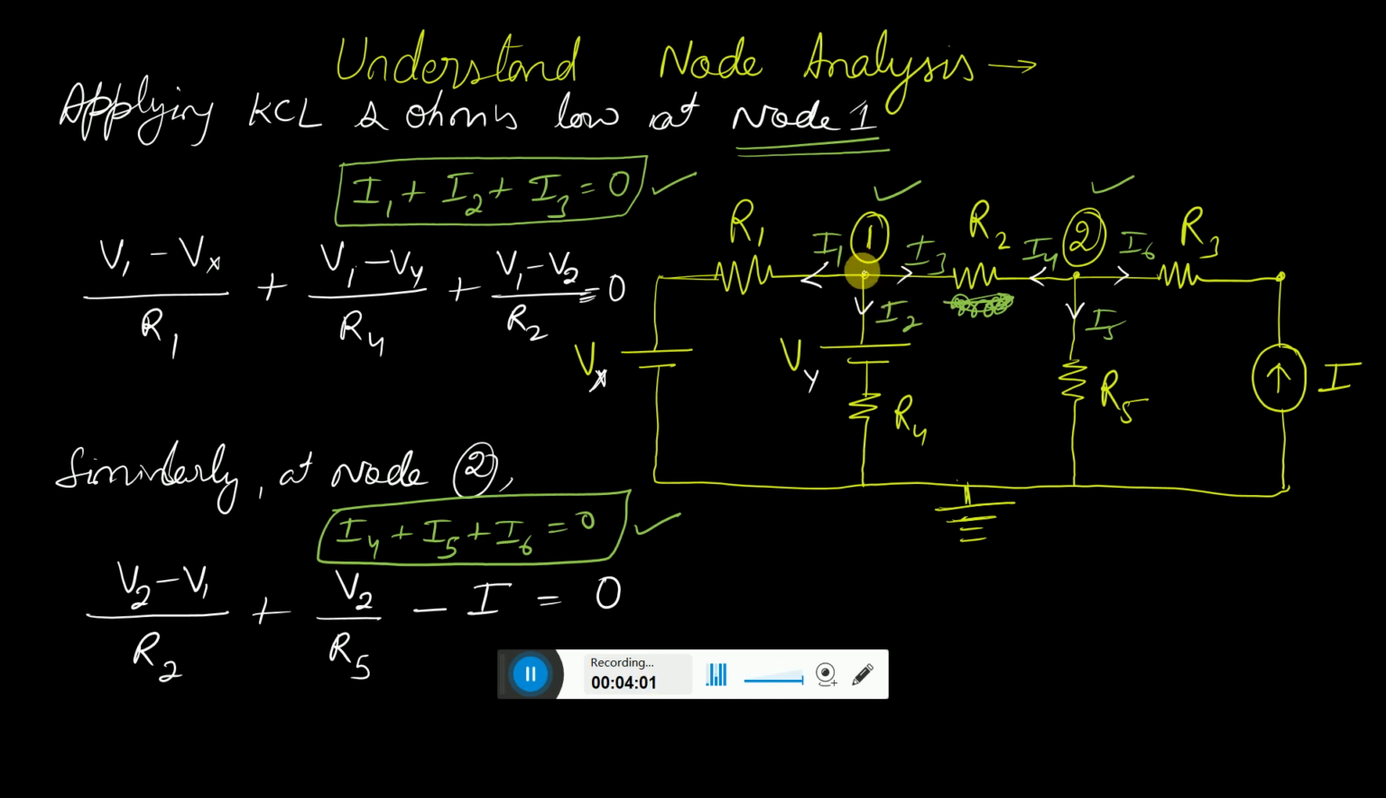So what is I1? It is V1 minus Vx minus V reference. V reference is already at 0 potential, so we need not subtract 0 again. So instead of writing the minus 0 again, we write V1 minus Vx divided by R1. That is correct. Again we write V1 minus Vy divided by R4, and another one is V1 minus V2 divided by R2.